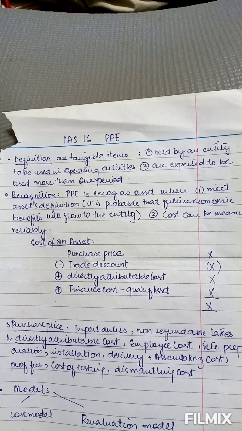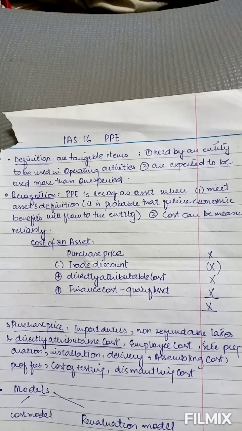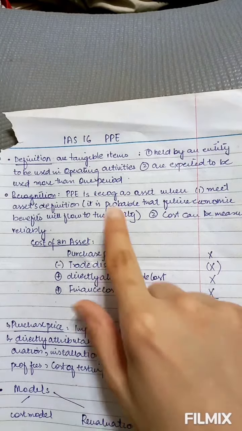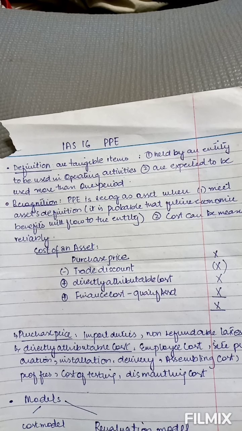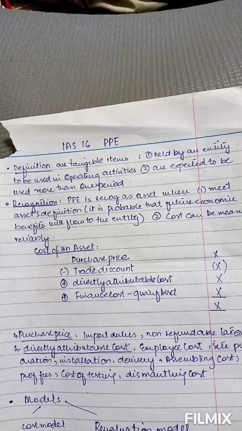Once the asset meets the definition, we move to the next step, that is recognition, meaning we have to recognize the property, plant, equipment in our books. The recognition criteria is that PPE is recognized as an asset when it meets the definition of an asset given by the conceptual framework, that is, it is probable. Now the new conceptual framework says it is potential that the future economic benefits will flow to the entity. And the second criteria is the cost can be measured reliably.